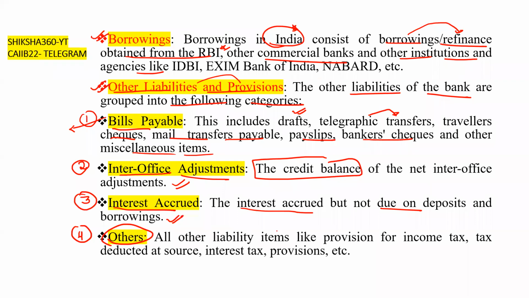So all other liability items, clear, like provision for income tax, TDS, tax deducted at source, interest tax, provisions, etc. All these things basically come under the other liabilities and provisions, clear.